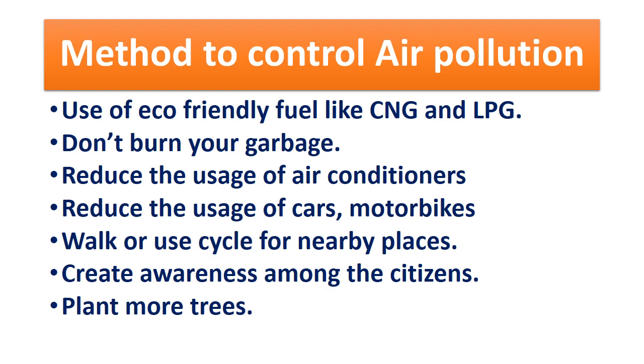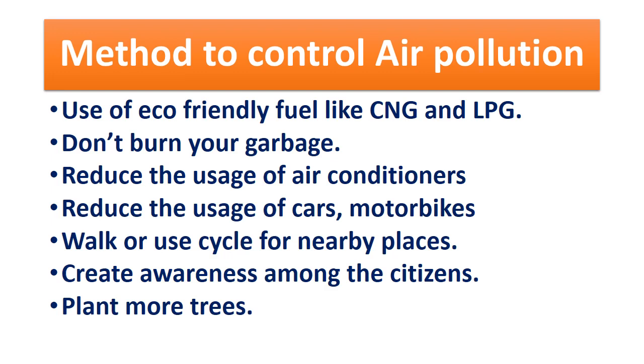Third is, reduce the usage of air conditioners. If the usage of the air conditioners is reduced, then air pollution can be controlled. How? If the air conditioners are being used, what will happen? The harmful gases like CFCs will be released into the air, and that is a major factor for contribution in the depletion of ozone layer, right? And that is contributing to air pollution finally. So we should reduce the usage of air conditioners.